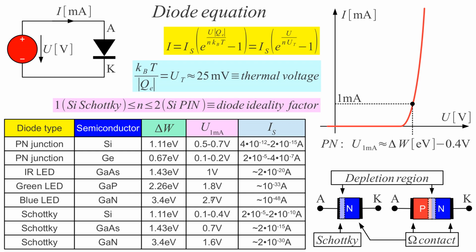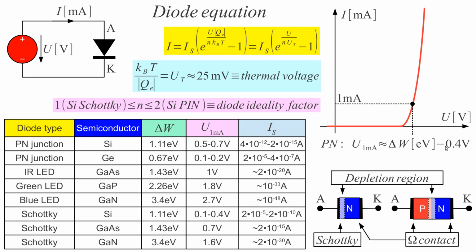We have different figures for different semiconductors, and this U 1 milliamp does not depend only on the semiconductor. It depends on the doping of the semiconductor, and it also depends on the area of the diode. So usually it's about 0.4 volts less than the band gap energy written in electron volts. So this is a practical equation. It's not exactly true for all semiconductors, but it's close.